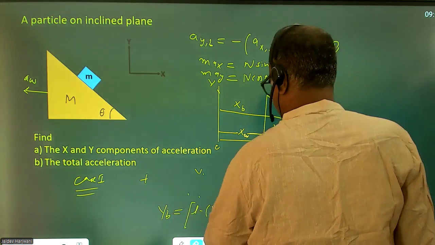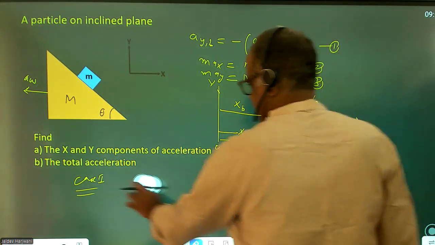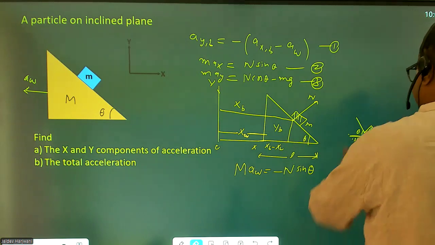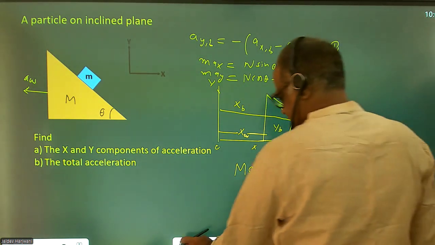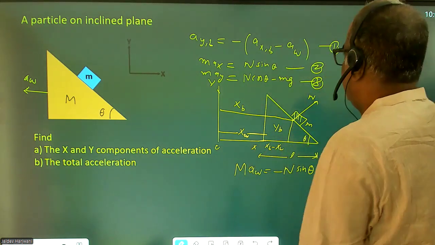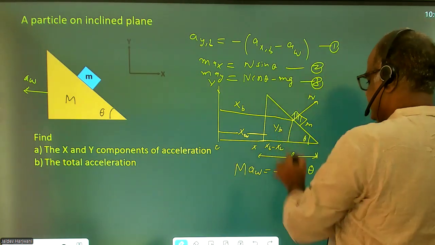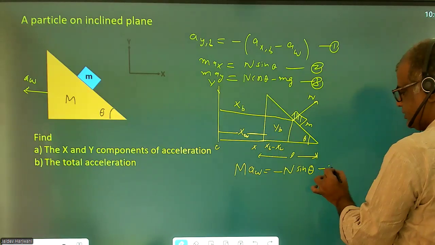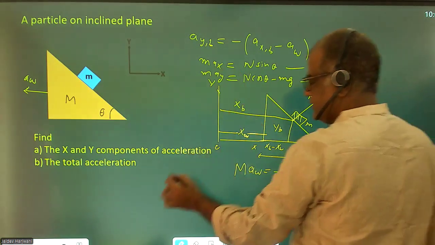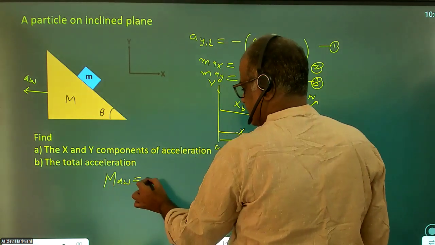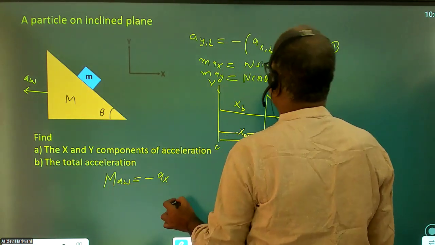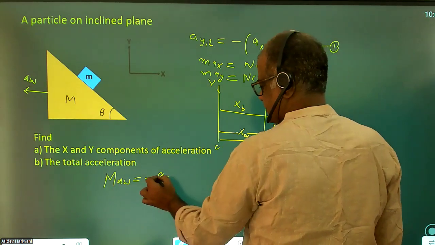So let us now solve these 4 equations and find out the acceleration of the wedge. So we can see from equation 2 and equation number 4, equation number 2 and 4 give me M a wedge is equal to minus ax m.